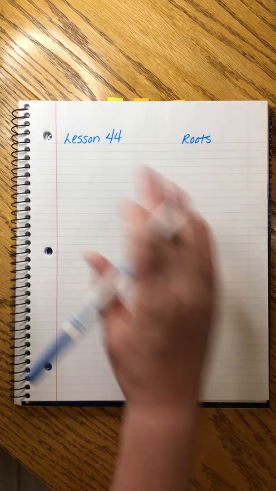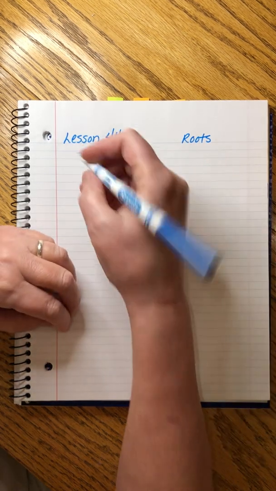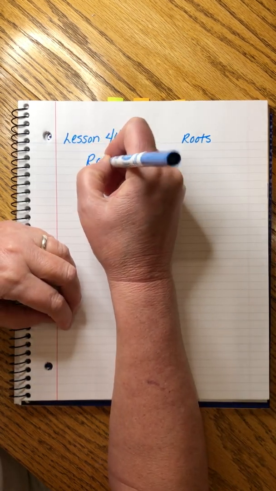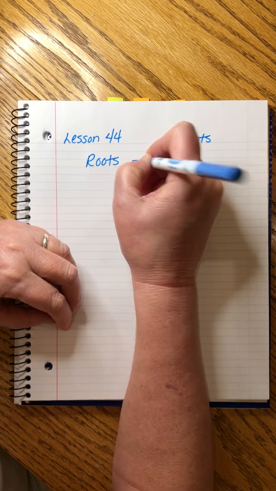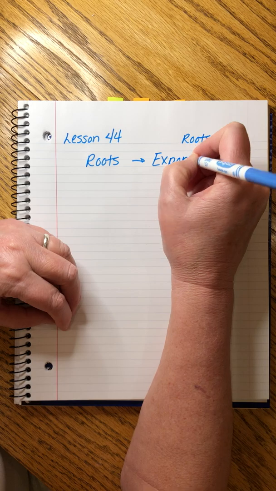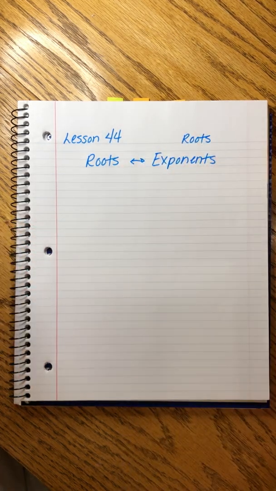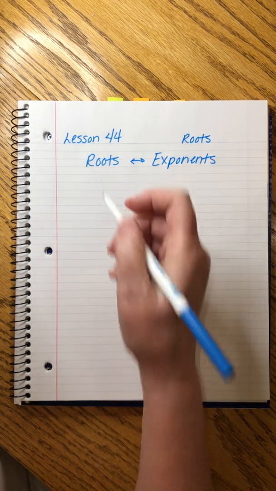Saxon Algebra 1/2, Lesson 44. Today we are going to talk about roots. Roots are friends with exponents. In fact, they're what we call inverse operations because they undo each other. So let's talk about how that works.